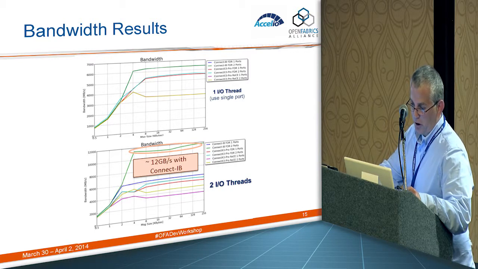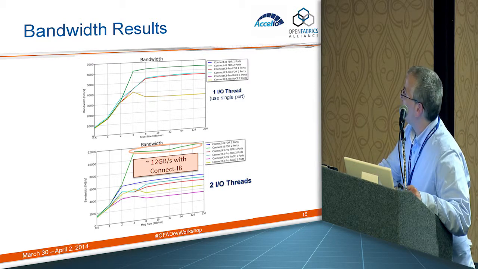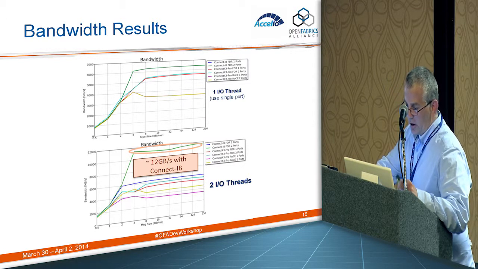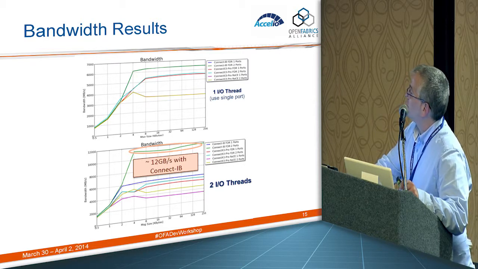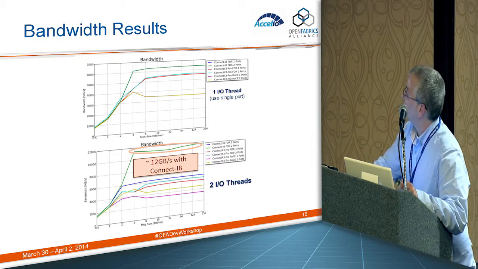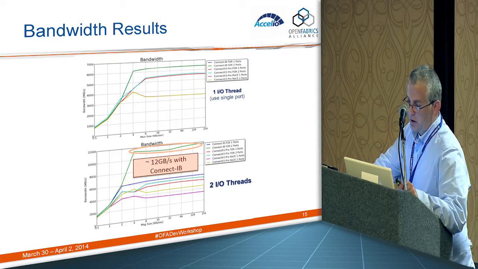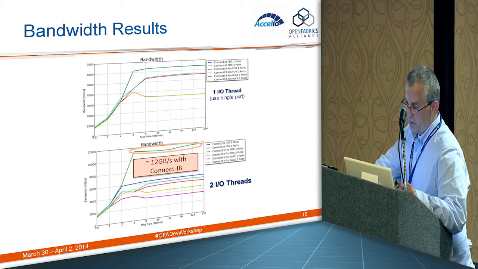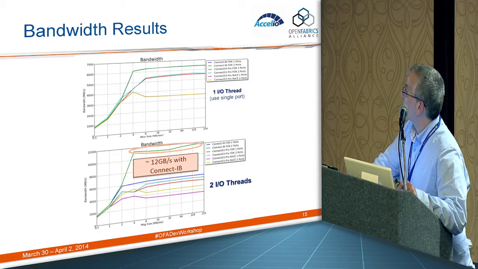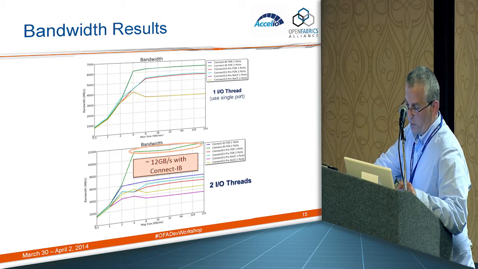So concerning bandwidth, as you can see, with one IO thread, when we are reaching a 4 kilobyte message, we reach the line rate. We reach the PCI Express rate, which can be 6,000 megabytes per second. That's with the Connect-IB API. With Connect-3 Pro, we reach a little bit lower, and again on the large message size, we reach almost the line rate.